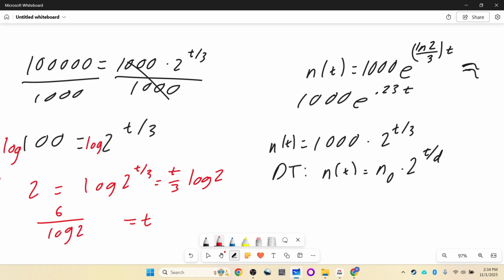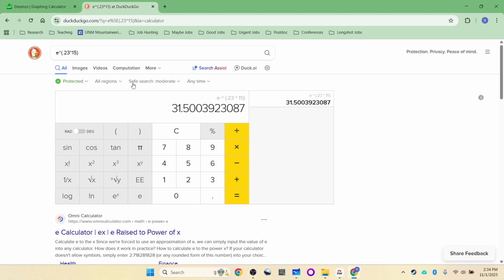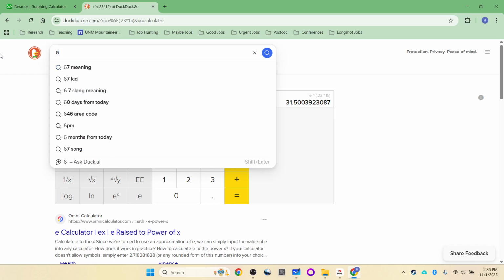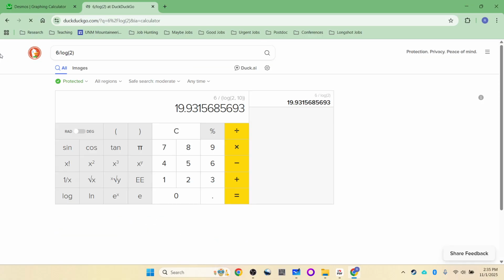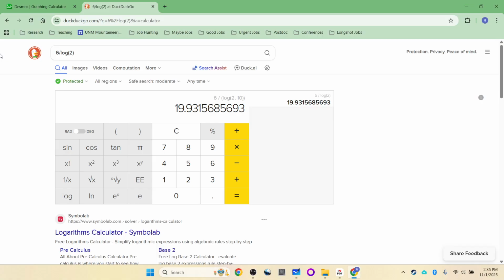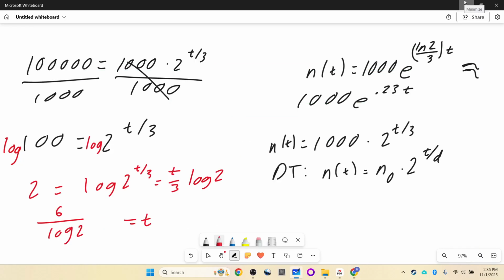So then type that into the calculator. 6 over log 2, or 6 over 0.7, should be about, I'm going to say around 85. Let's find out. 6 over log of 2. Wait, 90. It's about 20? Oh, 6 over 0.3, I did it wrong. Yeah, okay. I did it. All right, so it's about 20 hours.